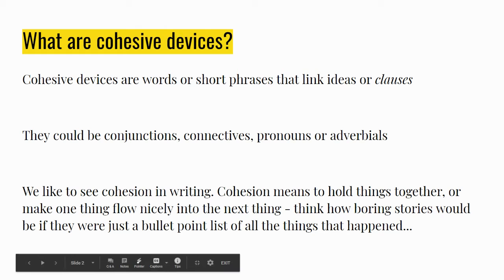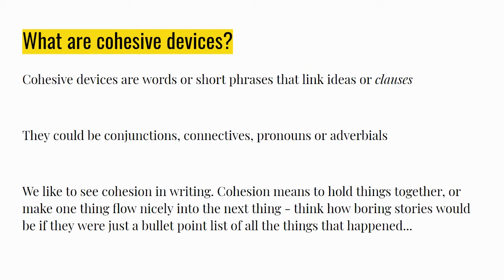So, what are cohesive devices? Well, cohesive devices are words or short phrases that link ideas or clauses. Okay, and just a reminder, a clause is a sentence or a fragment of a sentence. So, an independent clause is a full sentence, a sentence that stands on its own right. It has a subject, an object, a verb, and it makes sense when you read it out.